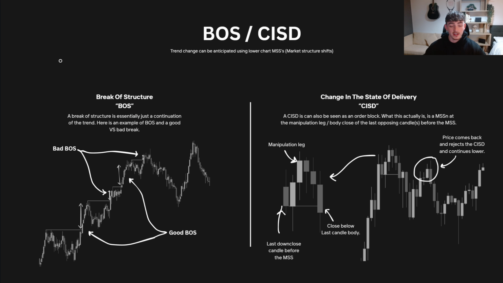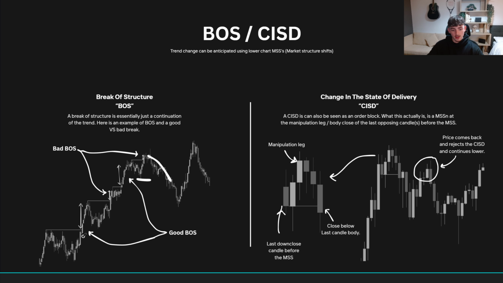So let's get into break of structure. A break of structure is essentially just a continuation of the trend. Here is an example of break of structure and a good versus bad break. So here you can see we have a bad break where we just close above. And here we just close above, which could have been a sweep. And then obviously we do actually disrespect this low because we only swept that high.